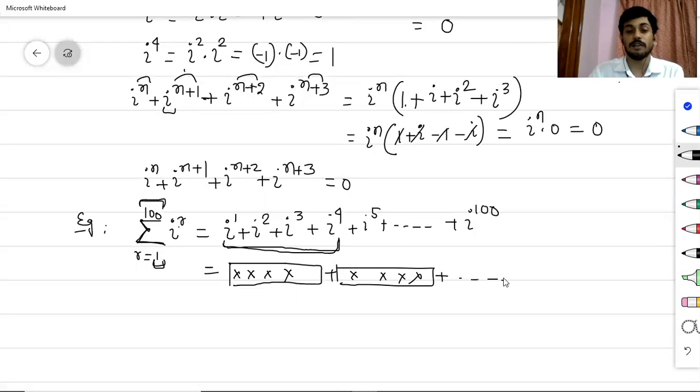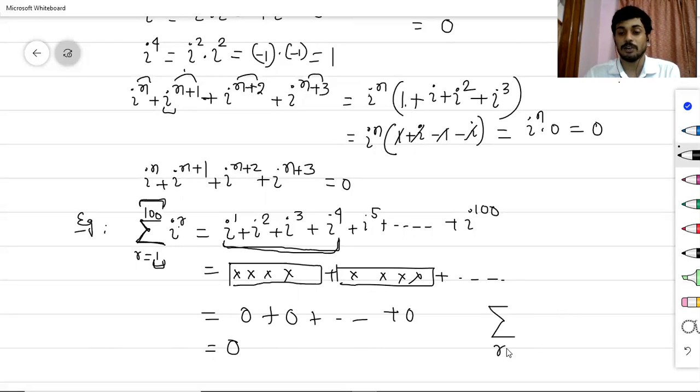So that means the total value will be 0 plus 0 plus 0 so on 25 times. No matter how many times you add 0, the answer is still 0. Hence, summation over r equals to 1 to 100 iota to the power r, the value will be 0.